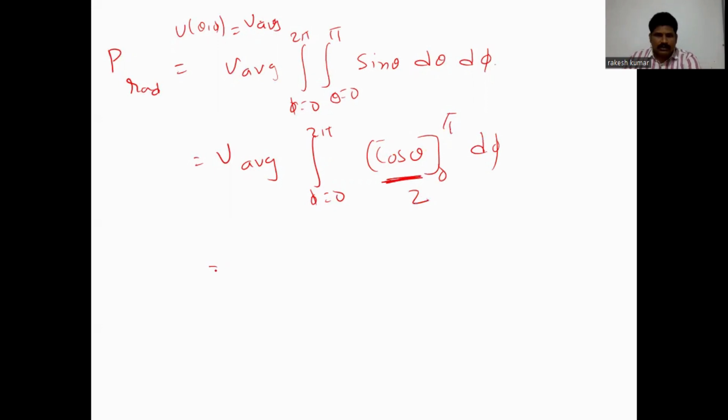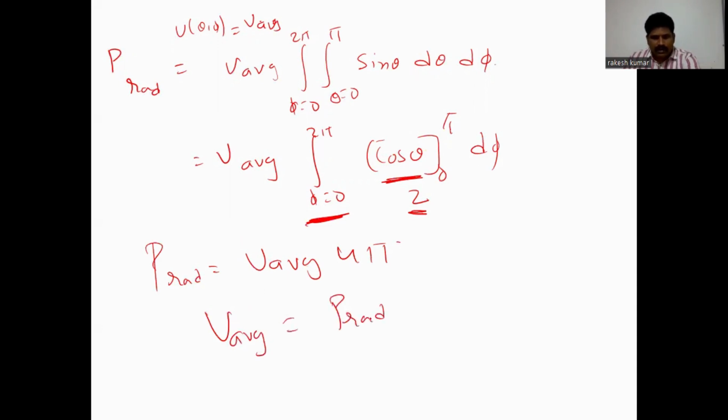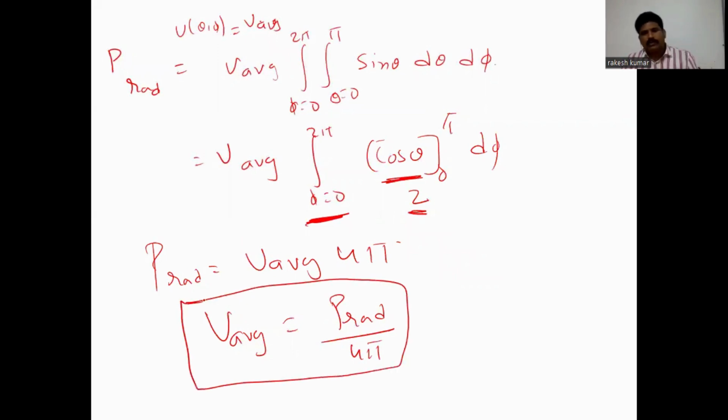Therefore, you get U average into the integration, which is 2 pi. So here 2 into 2 pi, that is 4 pi. Therefore, this is the expression for it. What is the final expression for U average? U average is equal to P radiated by 4 pi.